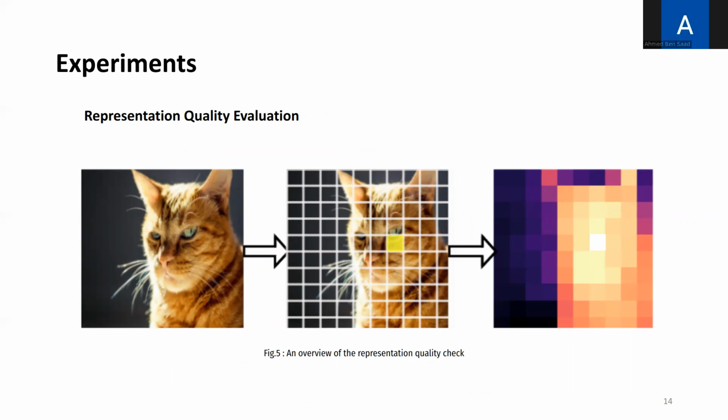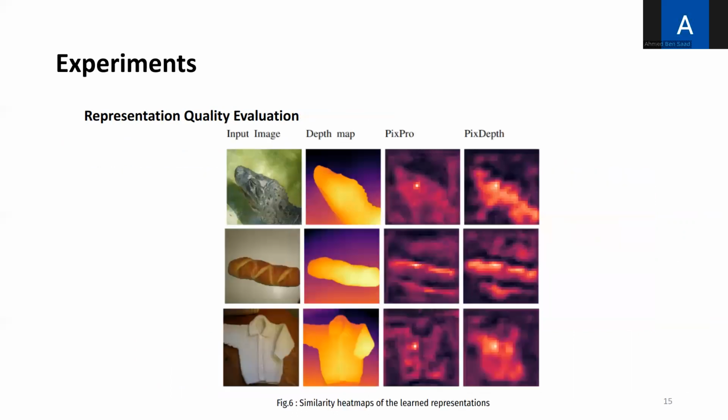To visually evaluate and compare the quality of the learned representations with PixDepth and PixPro, we propose the setup shown in this figure. We take an input image and we resize it to a large size. We then select a feature vector corresponding to a distant area in the image, and we measure the cosine similarity of this vector with all the other vectors. We can see in these examples that the features belonging to the same objects are more spatially coherent and more contrasted with the background.